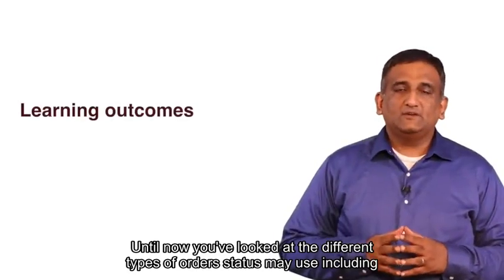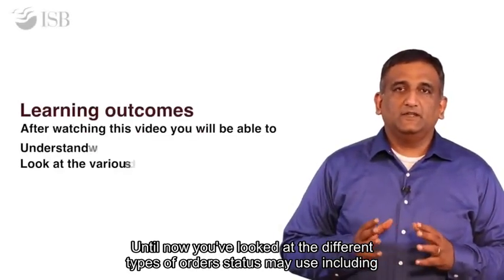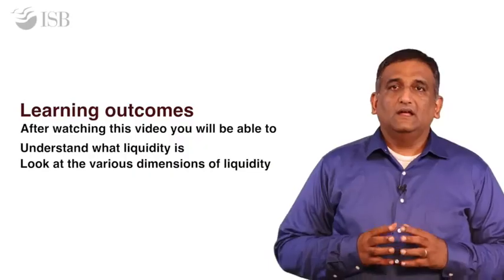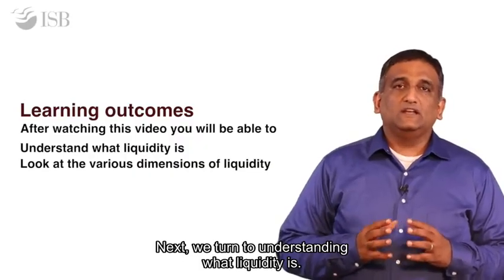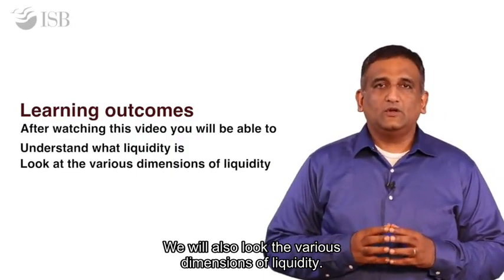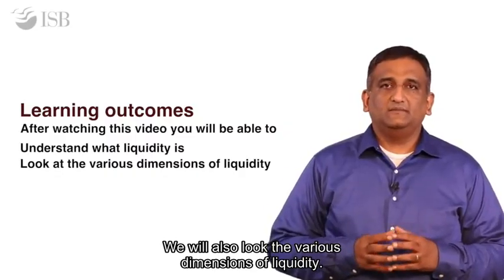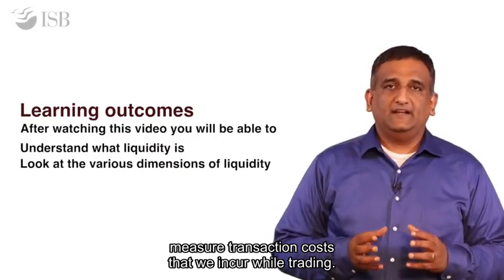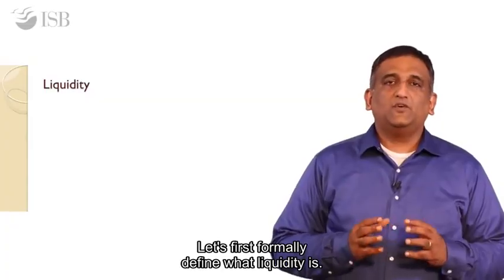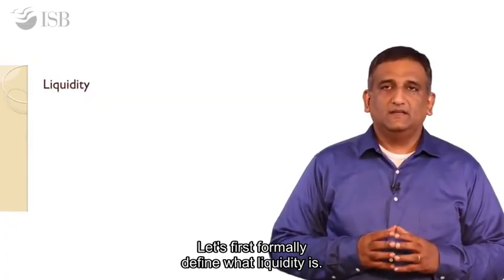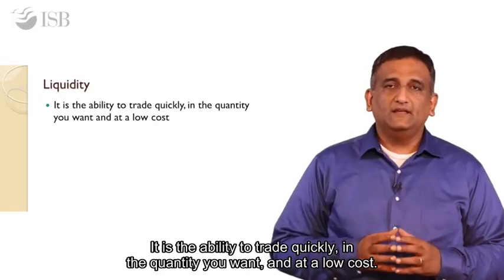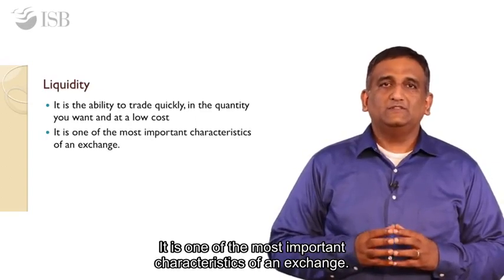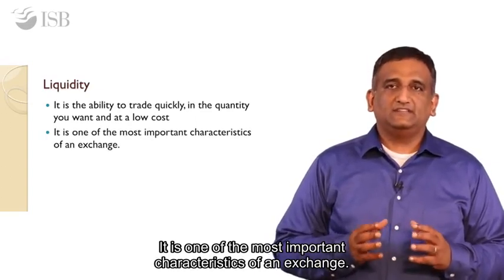Until now, we have looked at the different types of orders traders may use, including additional instructions that may be included. Next, we turn to understanding what liquidity is. We will also look at the various dimensions of liquidity. This will help us better understand and measure transaction costs that we incur while trading. Let's first formally define what liquidity is. It is the ability to trade quickly, in the quantity you want, and at a low cost. It is one of the most important characteristics of an exchange.